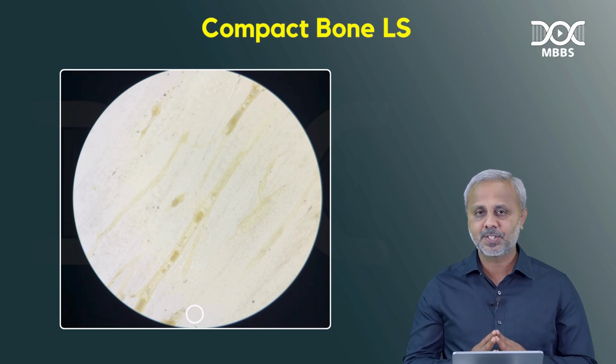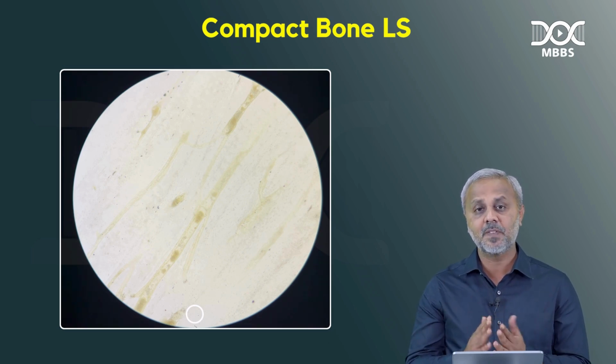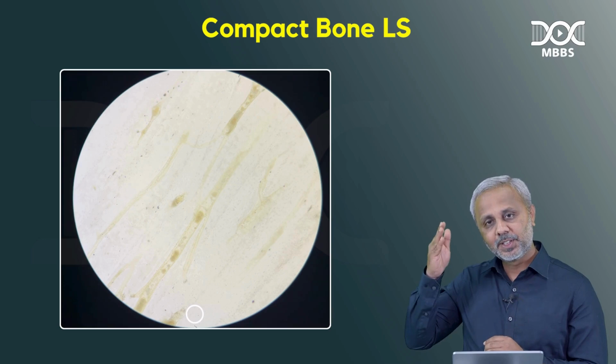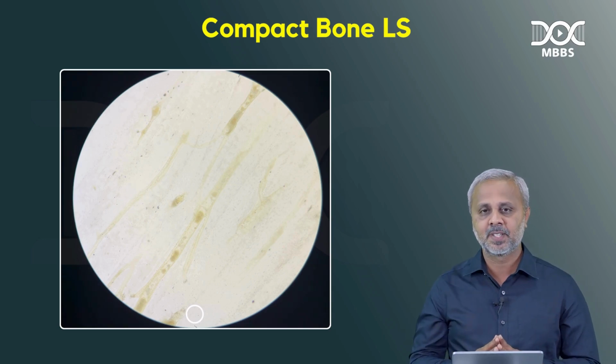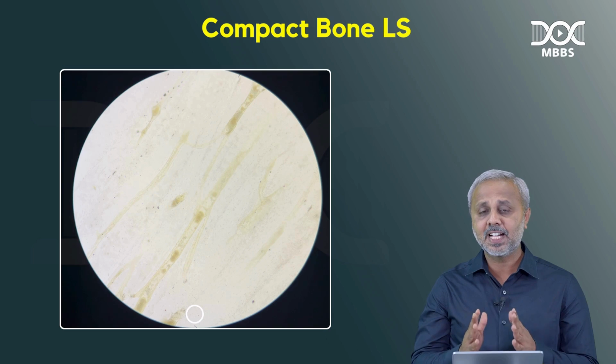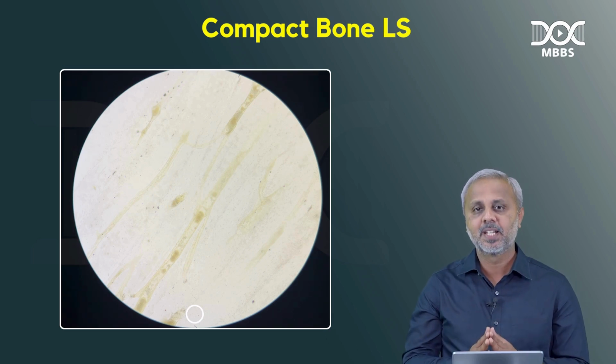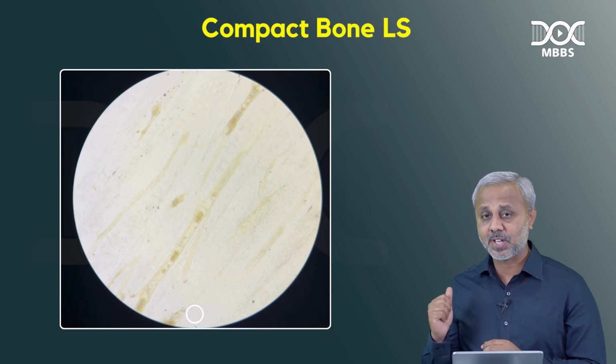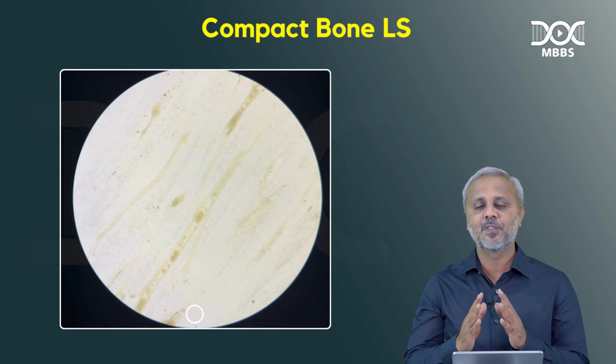In our previous discussion, we discussed the structure of the transverse section of the compact bone. Here we have the longitudinal section. Here we cannot identify the periosteum. Now, if you are asked to describe the structure of this section in particular, this is how you should describe it.